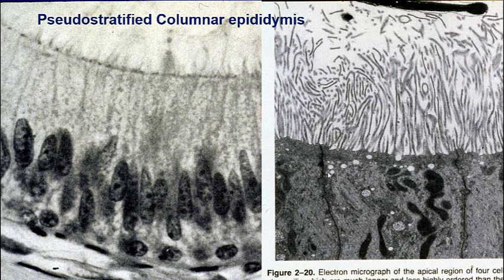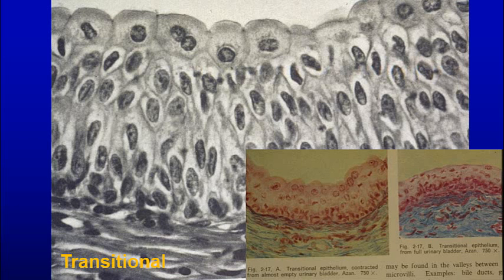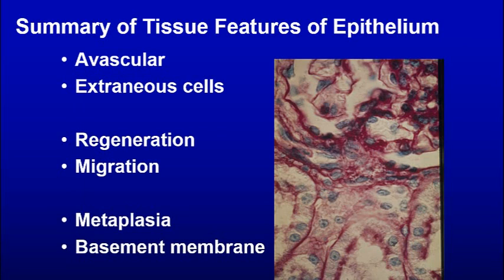Stratified columnar is in the epidermis as well as the respiratory system. And transitional could be like these big fat cells on the surface in the relaxed state, or they can look almost squamous whenever they are extended out. The cell membrane doesn't stretch, it unfolds. It's transitional in the urinary system.